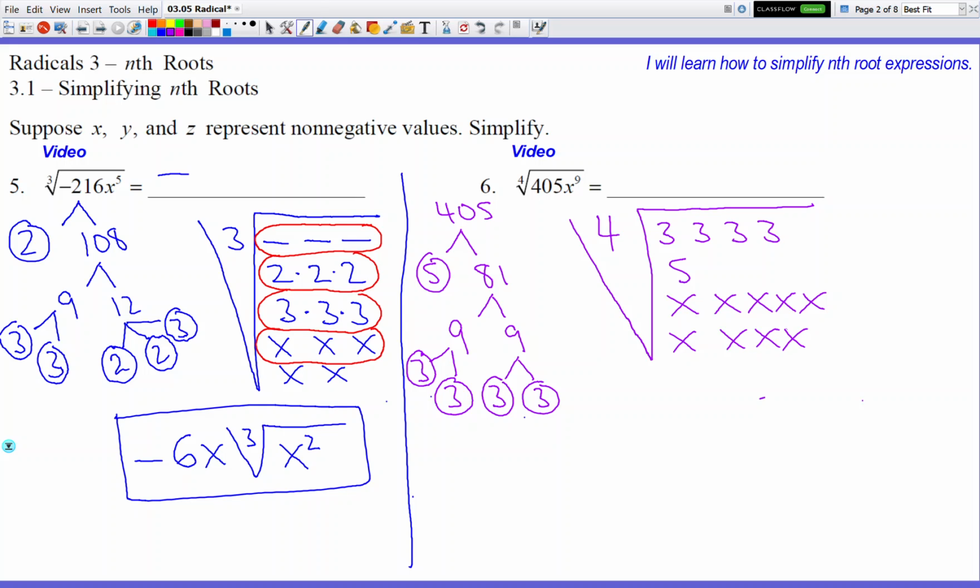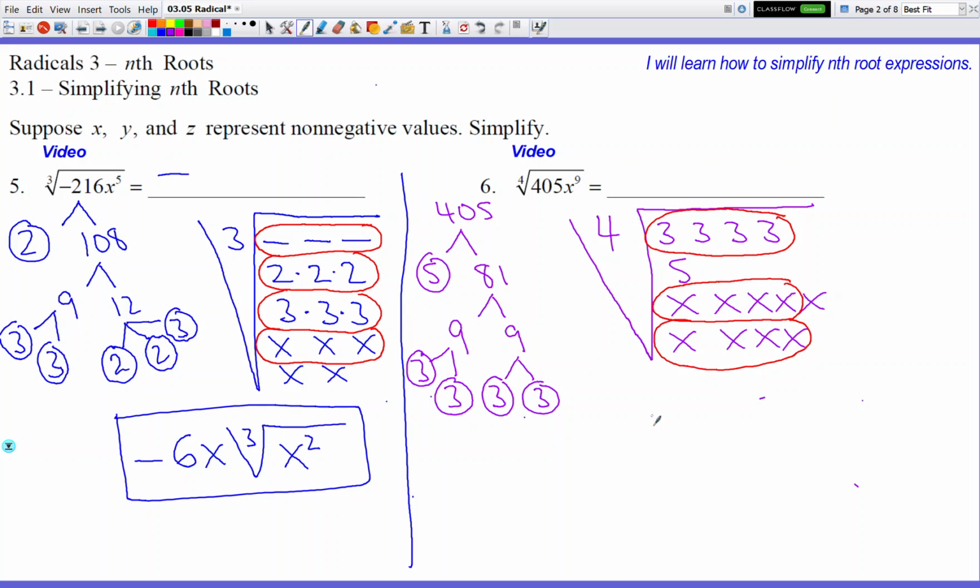Okay, and now I'm going to get my red pen out and I'm going to circle 4 things that match. So I got 4 3's. Not going to circle the 5. I'm going to circle 4 x's. I'm going to circle another set of 4 x's. And here's where you got to be real careful. When students make a mistake from this point on, they miss things that are not circled. Because there's so much stuff happening inside this radical symbol, they lose track of stuff.